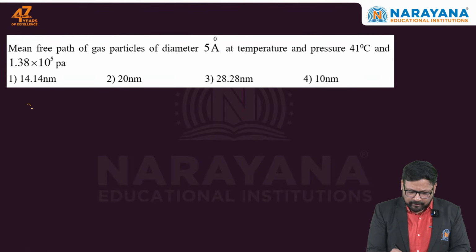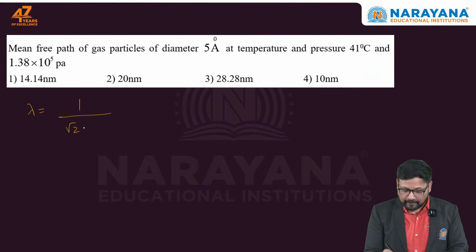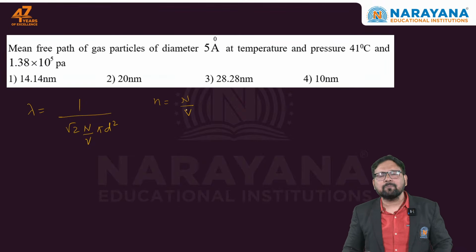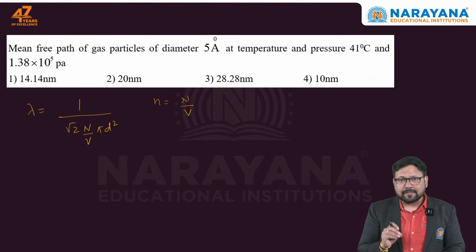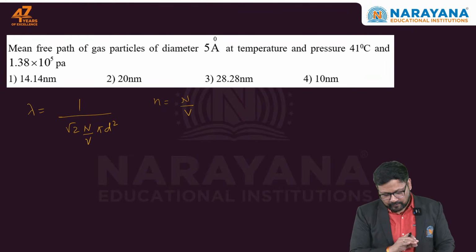So in general, what is mean free path? 1 by root 2 n pi d square. Here small n I am writing as N by V, the molecular density. But in this we can see there is no pressure, there is no temperature.